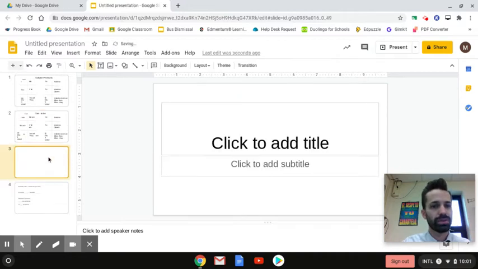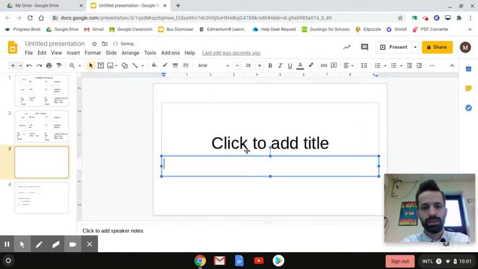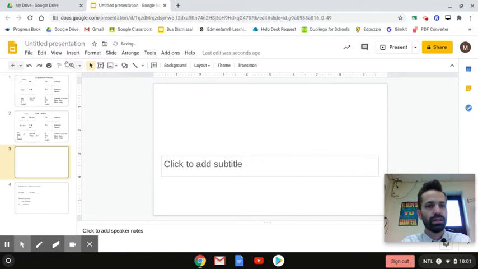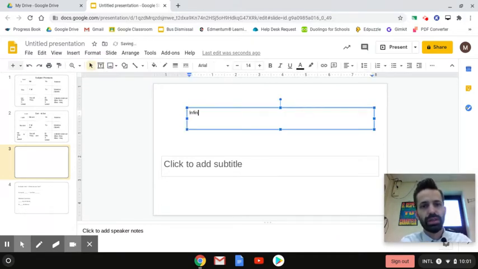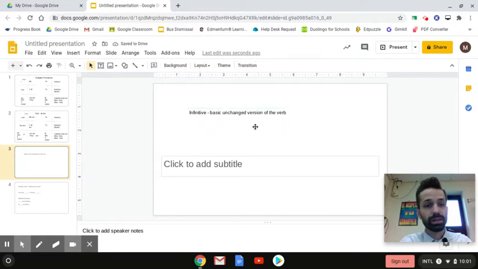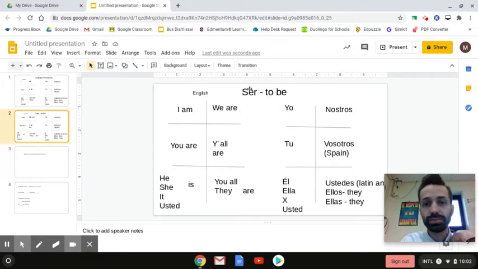So let me write that out here real quick for you. Let's get rid of this and this. Okay, so keep a note of this. An infinitive is the basic, unchanged version of the verb. You should write that down. It's important. So going back to the example, to be is the basic version.